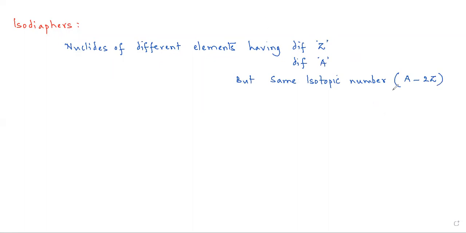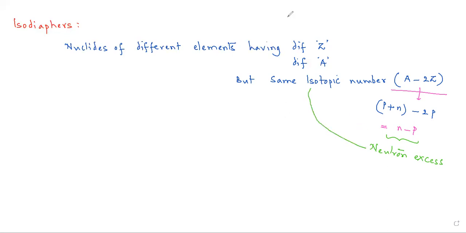Now, when this A minus 2Z is simplified, we know that A is P plus N, right? Minus 2 into, we can write this Z as P. 1P, of course, gets cancelled. And finally, this comes out to be N minus P. Is that right? 1N and 1P, N minus P. Now, this I call neutron excess. So, A minus 2Z or isotopic number is nothing but neutron excess. These two are same. Same isotopic number, or you can also say same neutron excess.